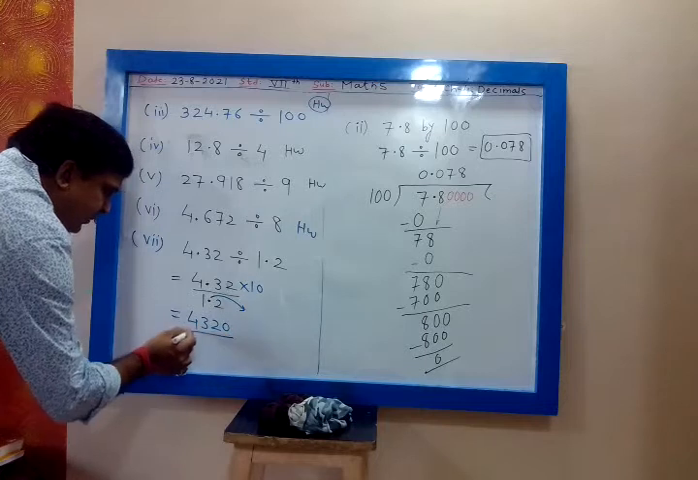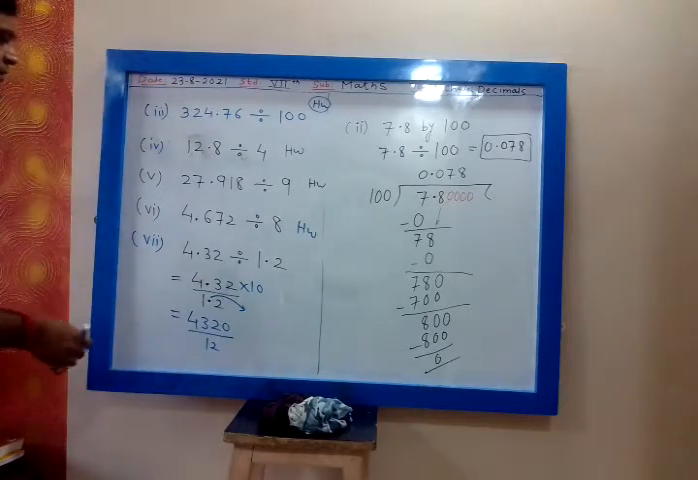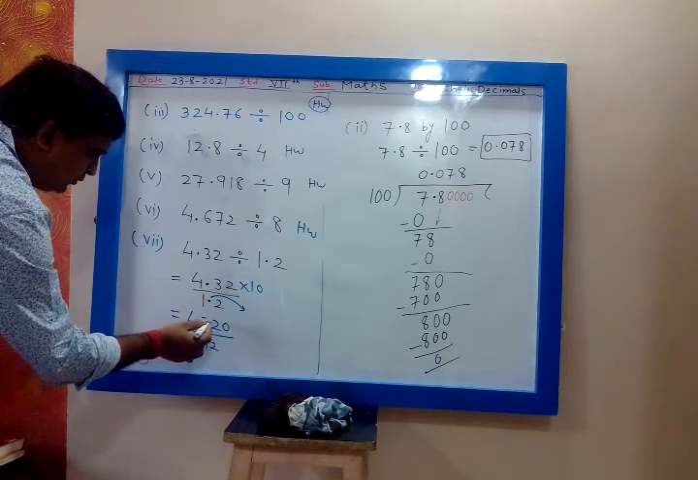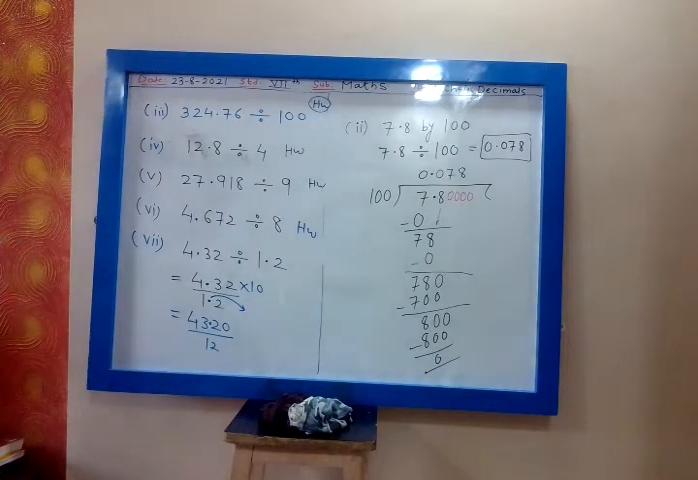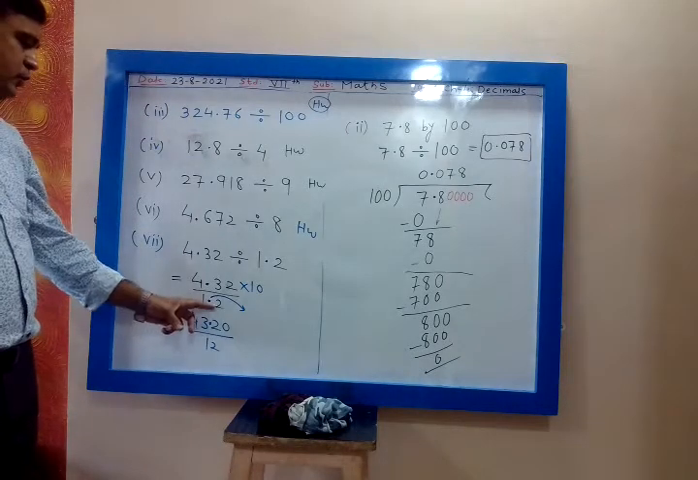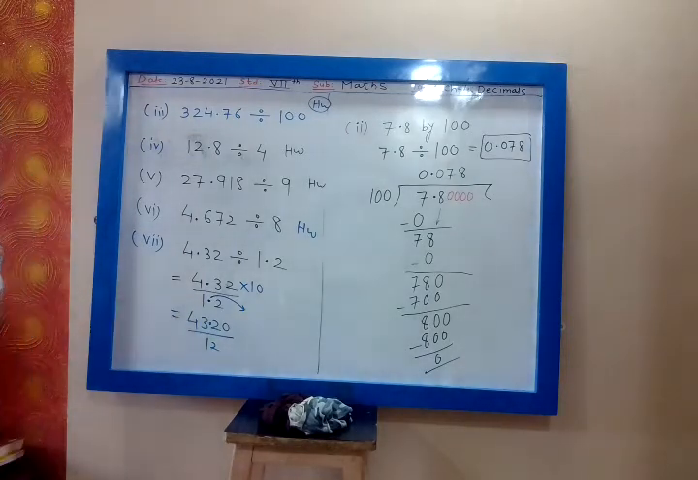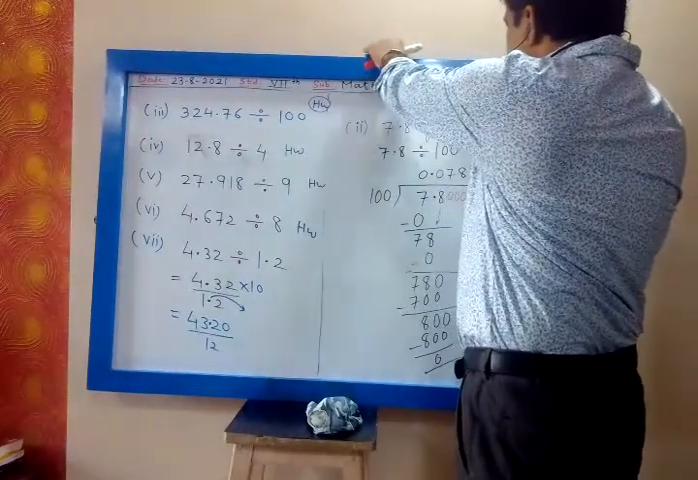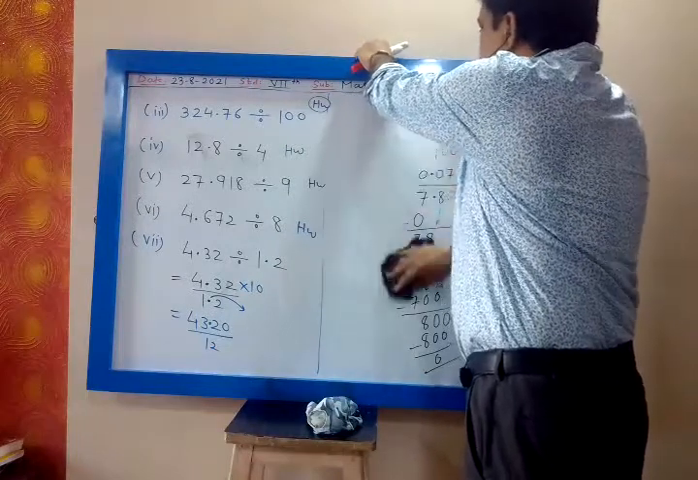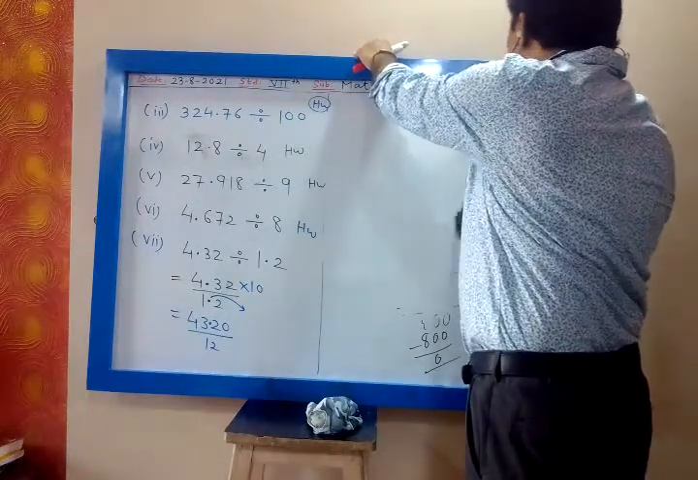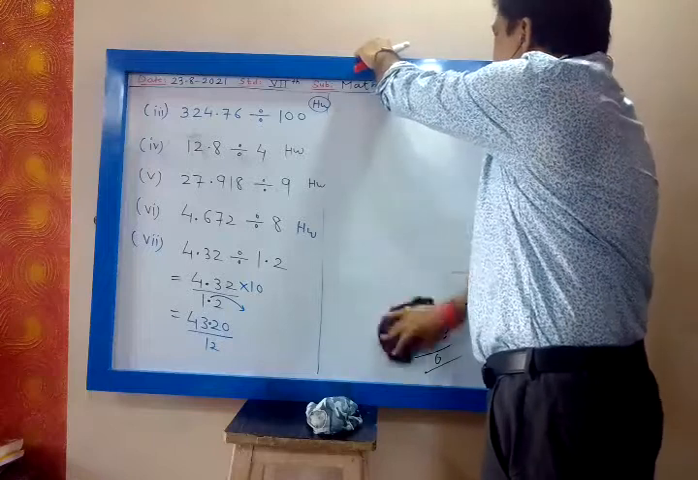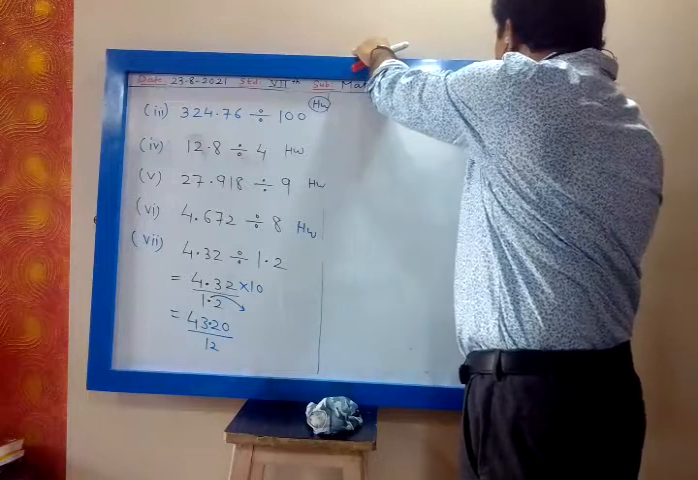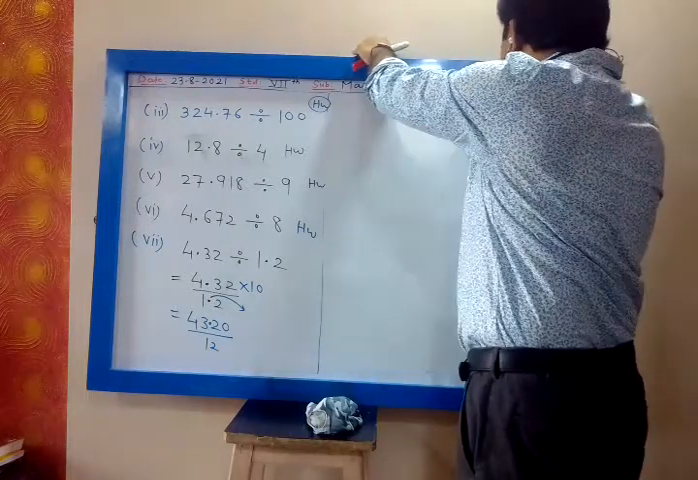So this is 4320 upon 12. Now the decimal will be placed after how many digits? 1, 2. This becomes 43.20. So now 1.2 has become 12. Now you can divide 43.20 by 12. Yes or no? This is clear? Whenever you are removing the decimal of the numerator, you have to multiply in the denominator. Whenever you are removing the decimal of the denominator, you have to multiply in the numerator. That is the rule.